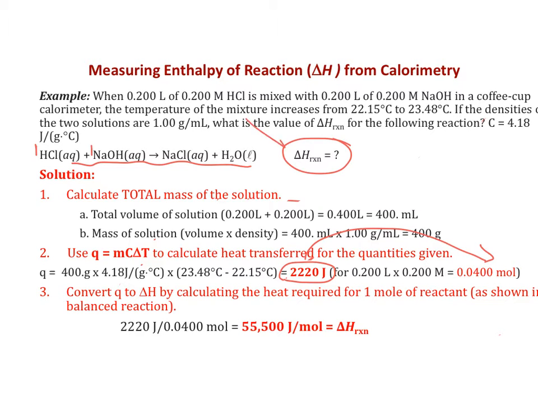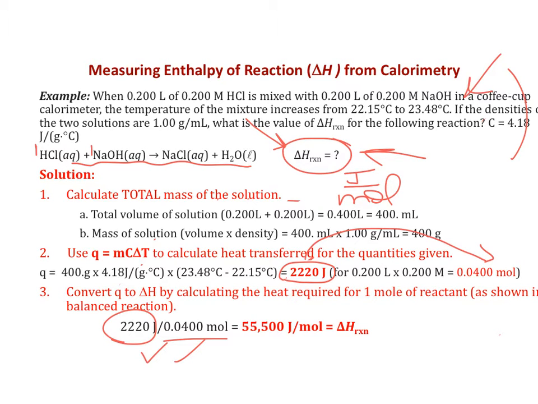So this value that you have to provide, they didn't say what is the delta H for the quantity given in the question. They said what is the delta H for this reaction as written. Okay, so that means you need joules per mole. And what you have now is 2220 joules per 0.0400 moles of each. So simply divide one by the other, and you get 55,500 joules per mole, and that is the answer.